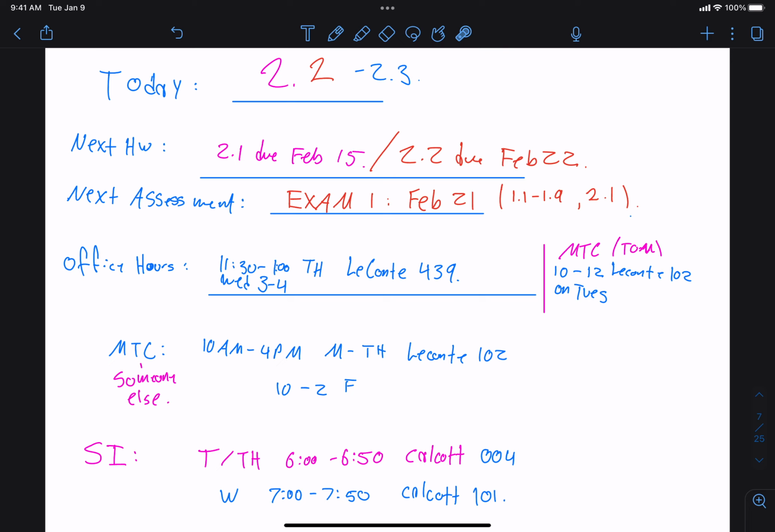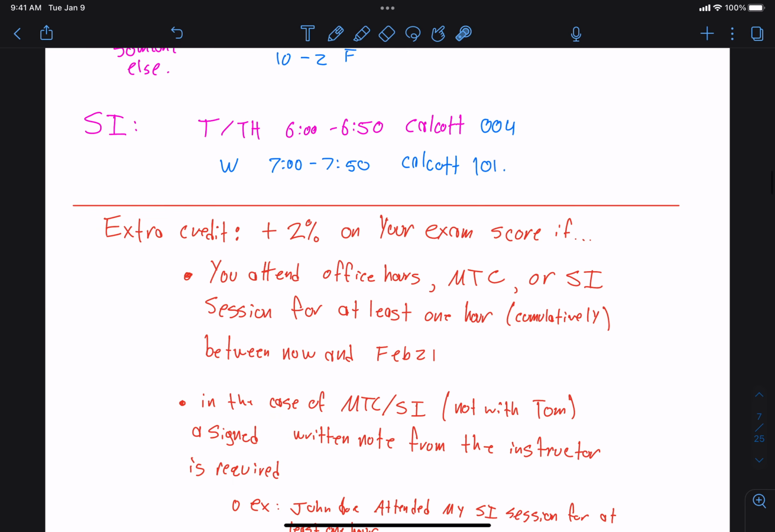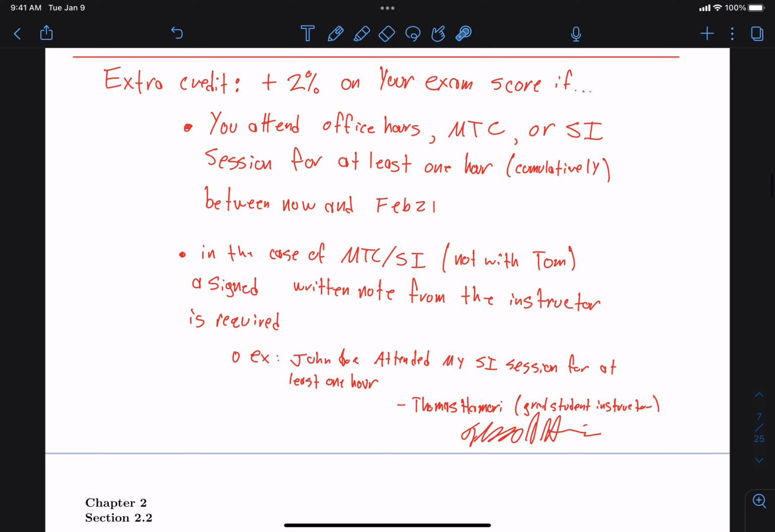Speaking of those 3 resources, Office Hours, Math Tutoring Center, and SI, I'm offering an extra credit opportunity for the exam. It will work in the following way. If you go to my office hours or the Math Tutoring Center or the SI session of any SI, including ours, Jacob, then if you go for 1 hour, I will give you plus 2% on your exam score as long as you turn in a written note from whatever instructor you go to. Okay, if you go to me, you don't need a written note.